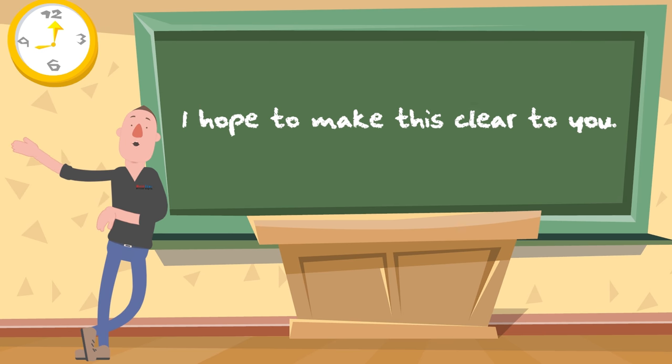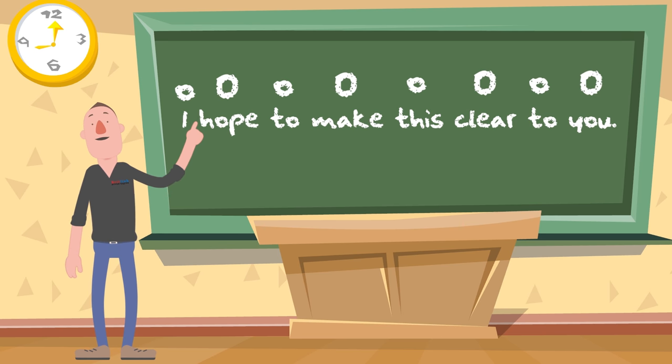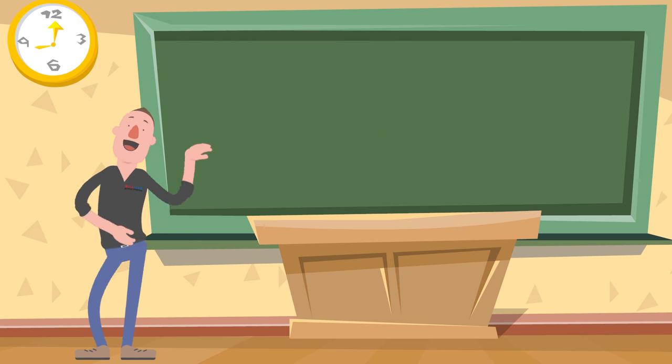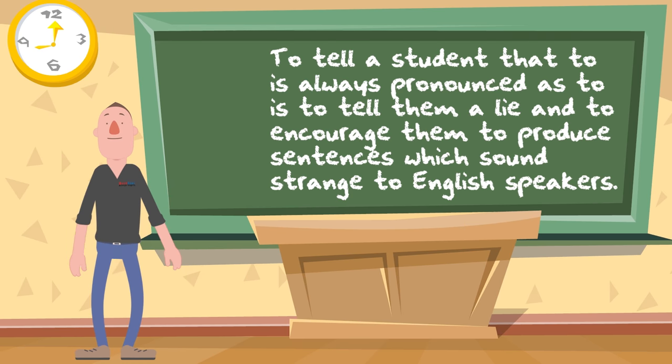We can represent the syllabification of the sentence using small and large O's. The small O represents weak syllables, and the large O represents strong syllables. Ba-bum, ba-bum, ba-bum, ba-bum. To tell a student that two is always pronounced as two is to tell them a lie and to encourage them to produce sentences which sound strange to English speakers.